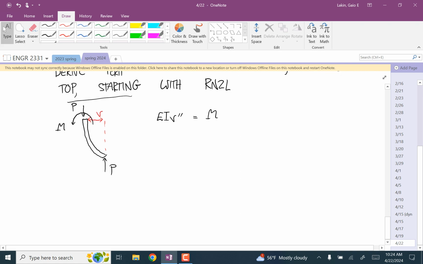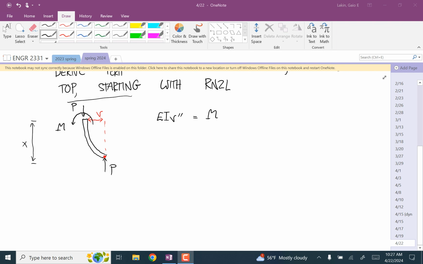Okay, so for the first step, just write out Newton's second law. Our about point is going to be here, and come up with the differential equation for this free body diagram. Okay, we're assuming, by the way, that this distance is x.